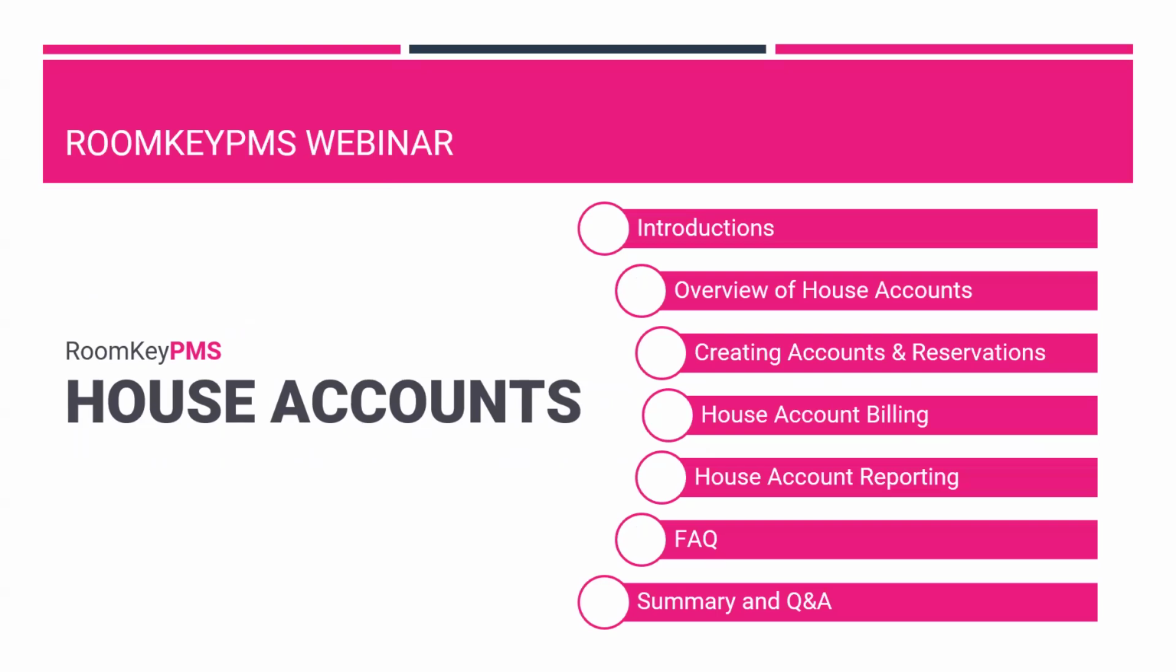Then we'll dive into an overview of house accounts, how to use them, what they are, where they can be found. We'll look at creating house accounts and reservations for those house accounts. We'll look at managing house account billing, where you can post charges, payments, issue folios, things like that for all the billing purposes there. We'll also take a look at some house account reporting, where these house account transactions and reservations actually appear within the existing reporting in Roomkey. We have some frequently asked questions, or FAQ, and then we'll wrap up today's presentation with a summary and Q&A.